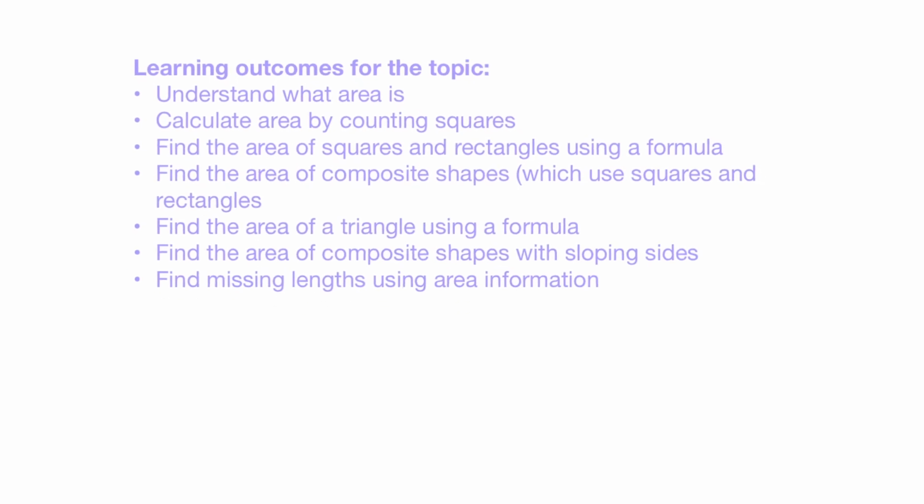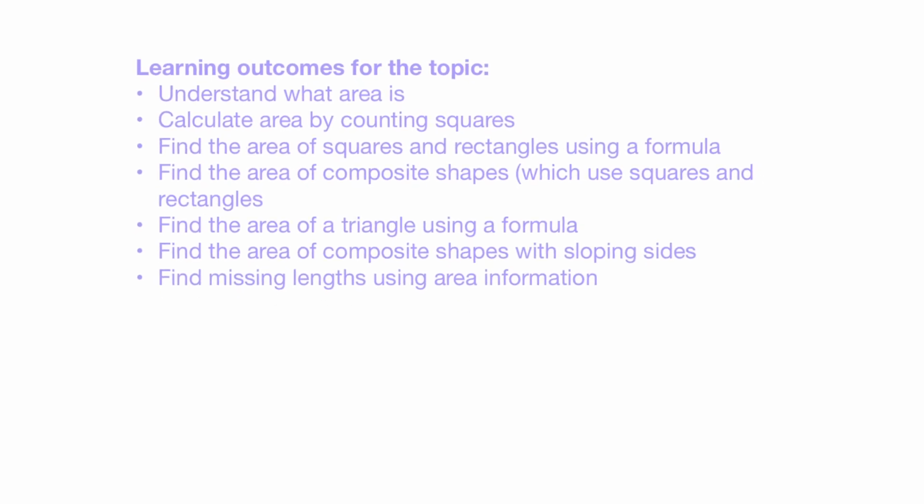And then once you've done that, we just want to recap how we're doing with our learning outcomes. So hopefully now we understand what area is, and we can calculate area by counting squares. That's as far as we've got today, and we're going to go on next lesson to finding the area of squares and rectangles using a formula. So you hop back to the lesson when you've finished dividing up your field or your garden, and you'll be able to see what other people have done as well. So I'll see you soon.